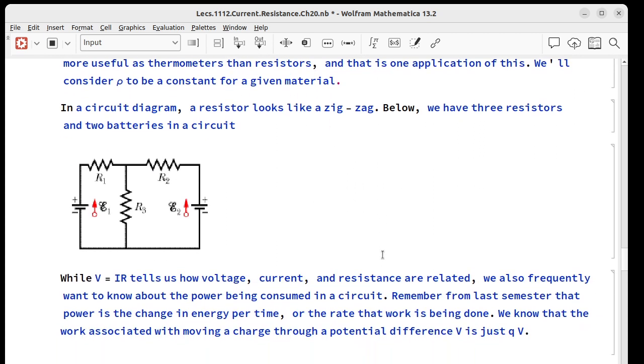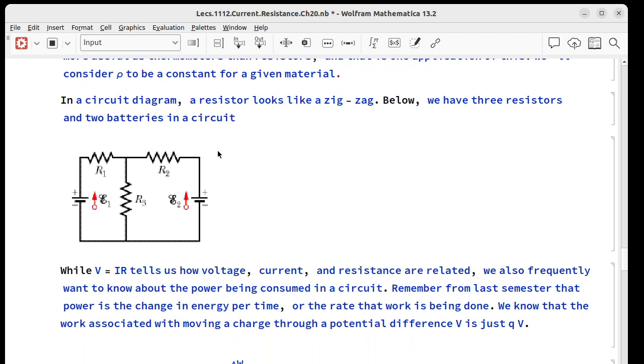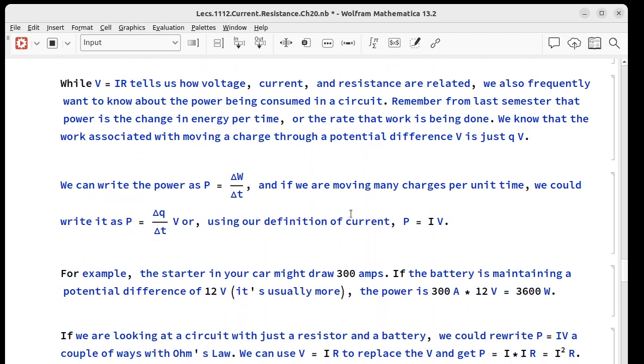In a circuit diagram, we draw the resistor like a zigzag. So here in this circuit, we have two batteries and three resistors. V equals IR tells us how the current, voltage, and resistance are related, but we also, a lot of times, want to know about the power that a circuit consumes.